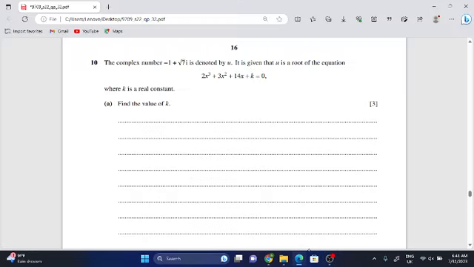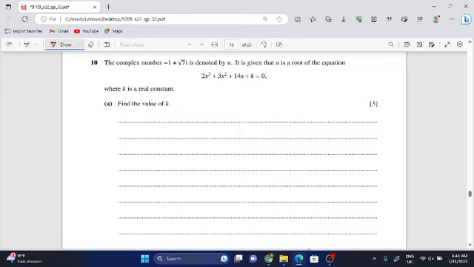Question number 10. The complex number minus 1 plus square root of 7 i is denoted by mu. It is given that mu is a root of an equation. The equation is cubic in nature and involves some constant k, and you have to find the value of this k. So we have to expand this equation.